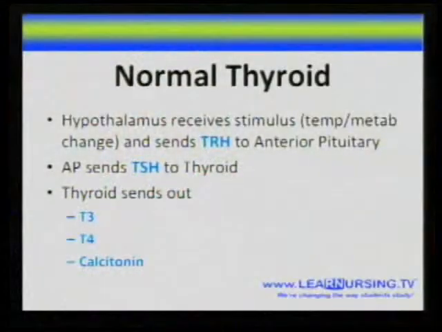Now, normal thyroid: the hypothalamus picks up a stimulus and says something needs to change, whether it's temperature or your metabolism, something needs to be adjusted in your body. And it sends TRH to the anterior pituitary. Remember we talked in part 1, the hypothalamus is just bossy. It's the coach, it tells people what to do, so it sends a hormone that tells it to kick it out. So the TRH is sent to the anterior pituitary, which causes the anterior pituitary to send TSH to the thyroid.